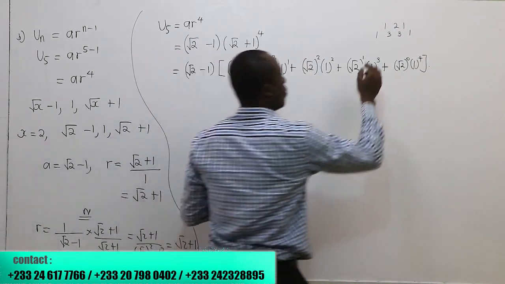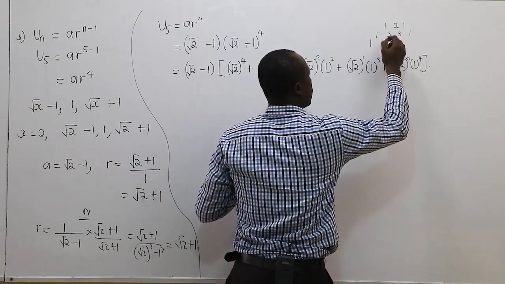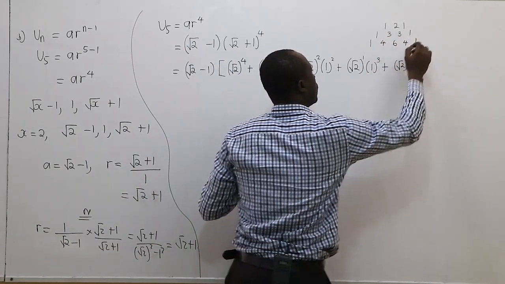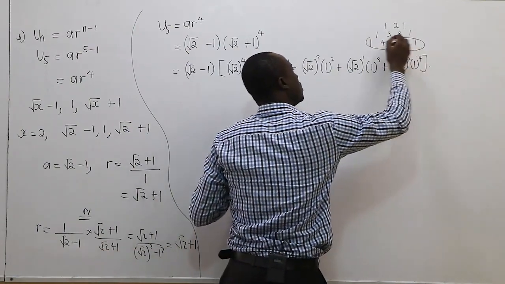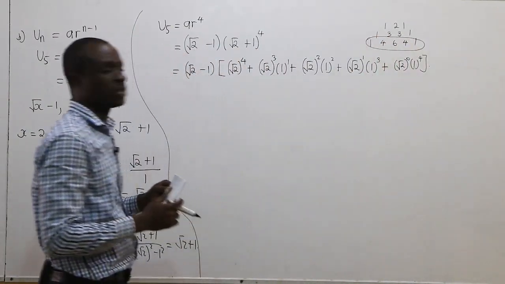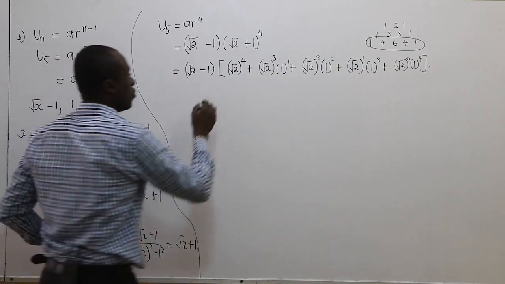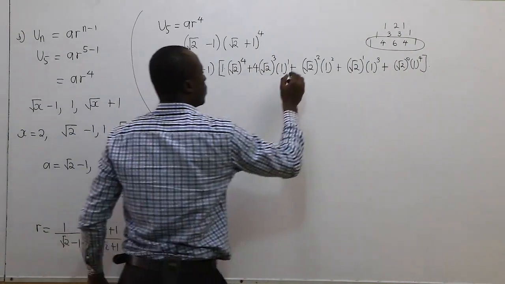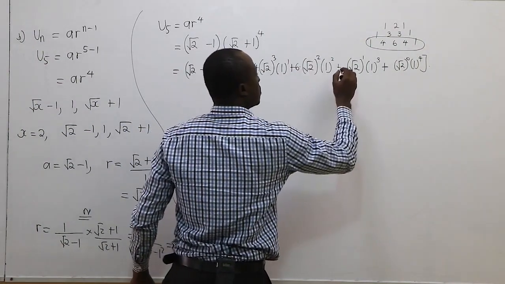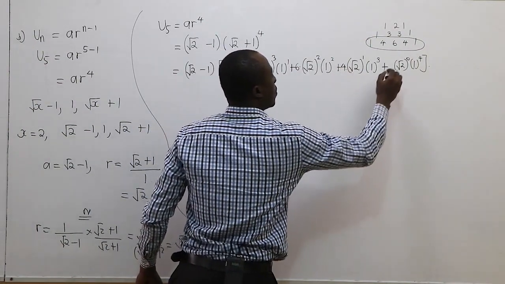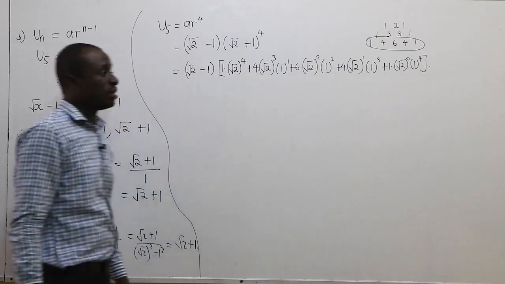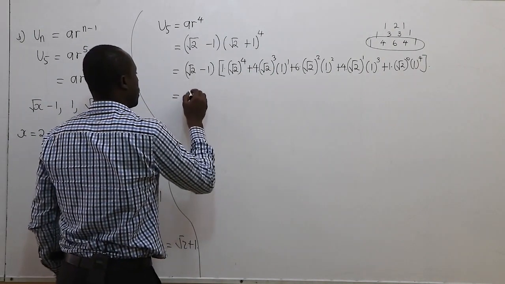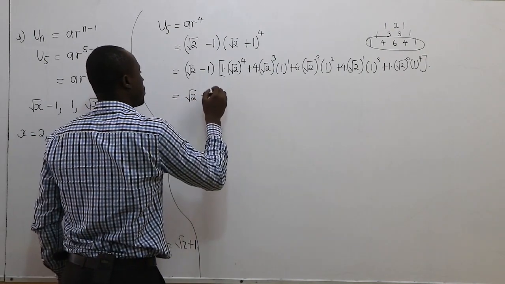When it's to the power 4, start with 1, 1 plus 3, 4, 3 plus 3, 6, 3 plus 1, 4, and 1. So these would be the coefficients 1, 4, 6, 4, 1. So the coefficient here is 1, this one is 4, this is 6, this is 4, and then the coefficient here is 1. That's very, very interesting.